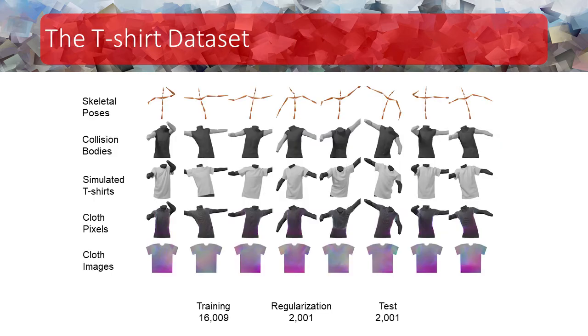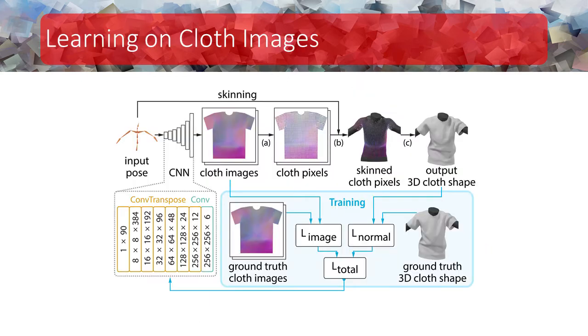We demonstrate the efficacy of our approach on the synthetic t-shirt dataset. We sample random body poses and simulate the t-shirts using a physics engine. Some examples are shown here. We train a CNN to predict the cloth image given input body pose parameters. The predicted cloth images are interpolated back to the cloth pixels in the texture space. The cloth pixels are skinned onto the posed body using pre-computed weights. The displacements encoded in these cloth pixels are then added to their skinned locations to obtain the 3D cloth shape.